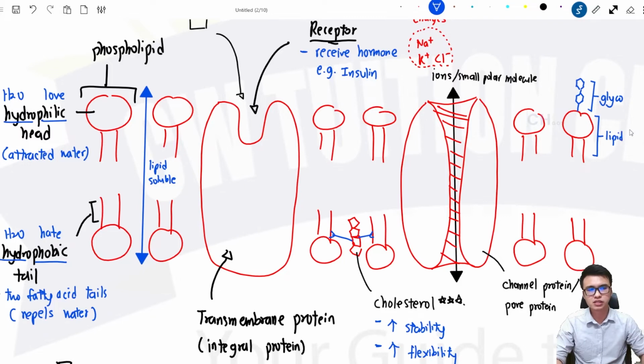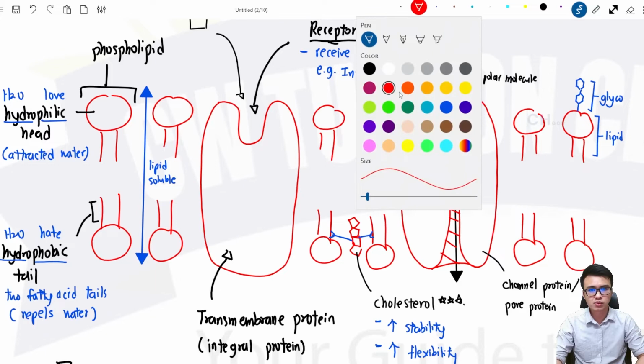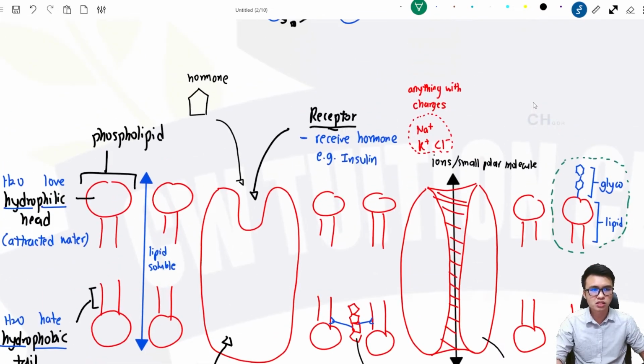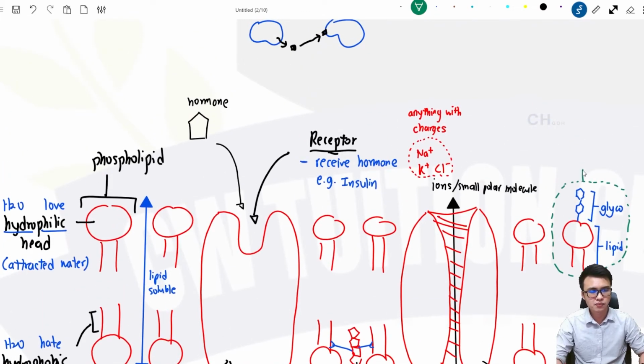They are the lipids. Now the whole thing comes together. We don't call it glyco plus lipid. Instead, we call this whole thing glycolipids. Glyco plus lipid is called glycolipids.